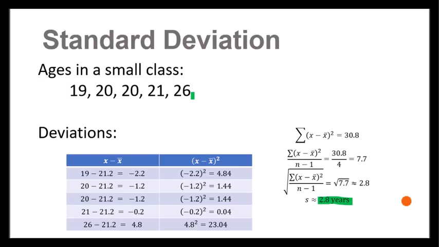So for these people in this small class, their ages differ from the mean by, on average, 2.8 years. Now, some of these ages are obviously further from the mean and some are closer to the mean. None of them actually equal the mean in this case, but some of them are quite close, like the 21 here is very close to the mean. And some are further away, like the 26 was almost 5 years away from the mean. But when we average all those deviations together, we get this 2.8 years. So that's kind of the typical or average deviation from the center.